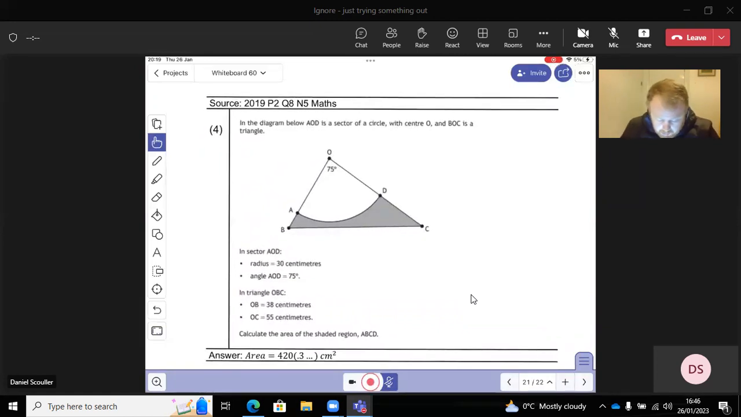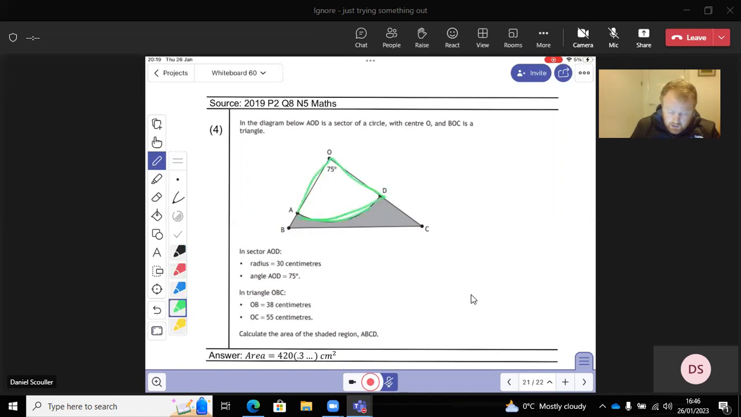Okay, in the diagram below, AOD. Let's have a wee look at that. AOD is that sector there. AOD is the sector of a circle. So remember, we need to remember that equation for sector of a circle stuff. And BOC is a triangle. Now it gives you one of the angles, it gives you 75. The other two angles, OBC and OCB, are smaller than 75, so I can immediately tell, just visually, that it's not a right angle.